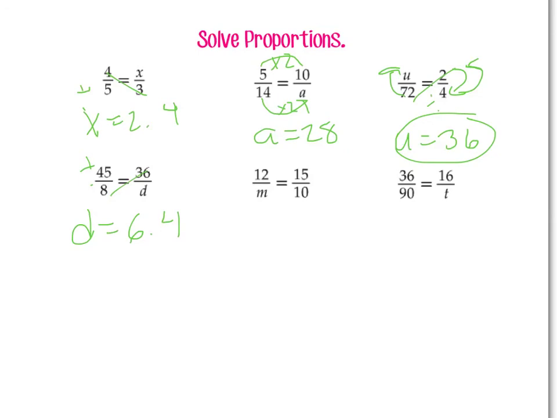Here I know that 10 and 15, there's a relationship there, but it's not an easy enough one to just see, so I'm going to crisscross multiply, divide by the lonely guy. So I took 120 divided by 15, and I get that M equals 8. And the last one, crisscross multiply 90 times 16, divide by the lonely guy, and I notice that T equals 40.